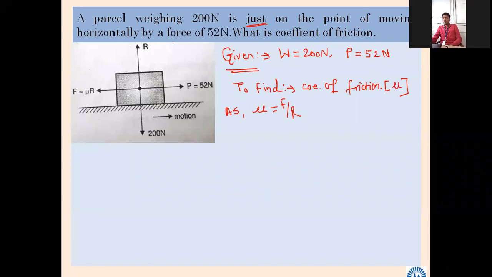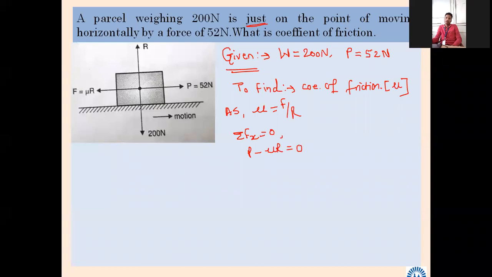Or we can apply conditions of equilibrium. As the body is in limiting equilibrium, we can apply conditions of equilibrium. Let us apply summation Fx equal to 0. Let us see what will happen. Horizontal forces: P positive minus mu R equal to 0.